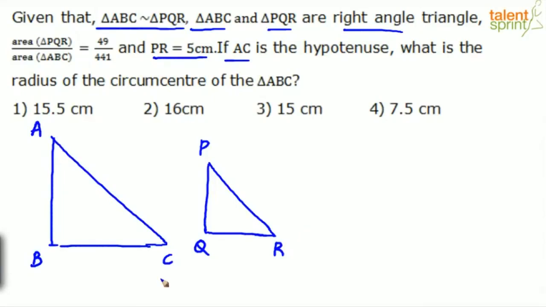So these are the two similar triangles. ABC is similar to PQR, right? Now we know that the ratio of their areas is 49 by 441. PR is 5 centimeters. This is given as 5 centimeters. And AC is the hypotenuse of the other triangle. He's asking us to find out the radius of circumcenter of the triangle ABC.